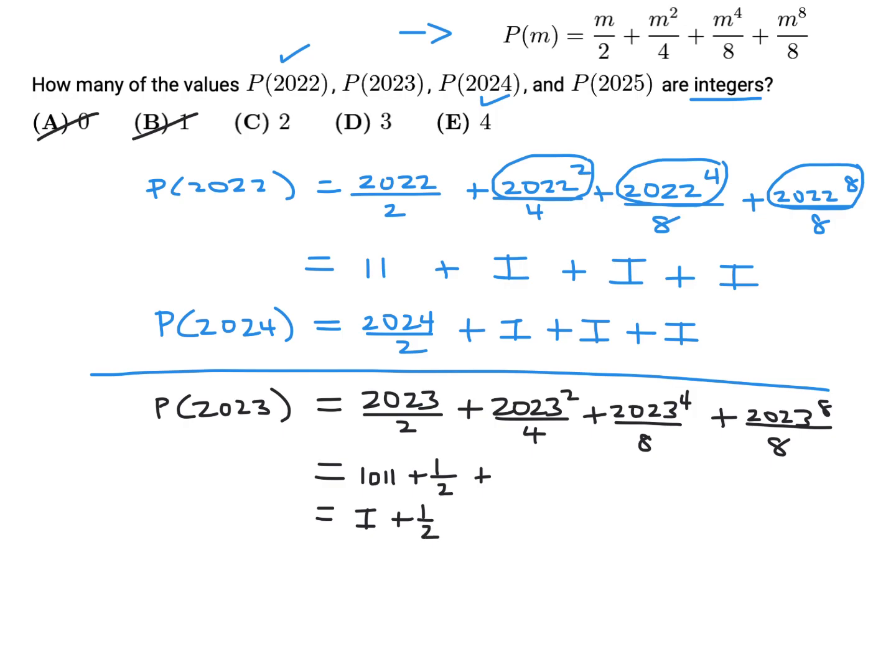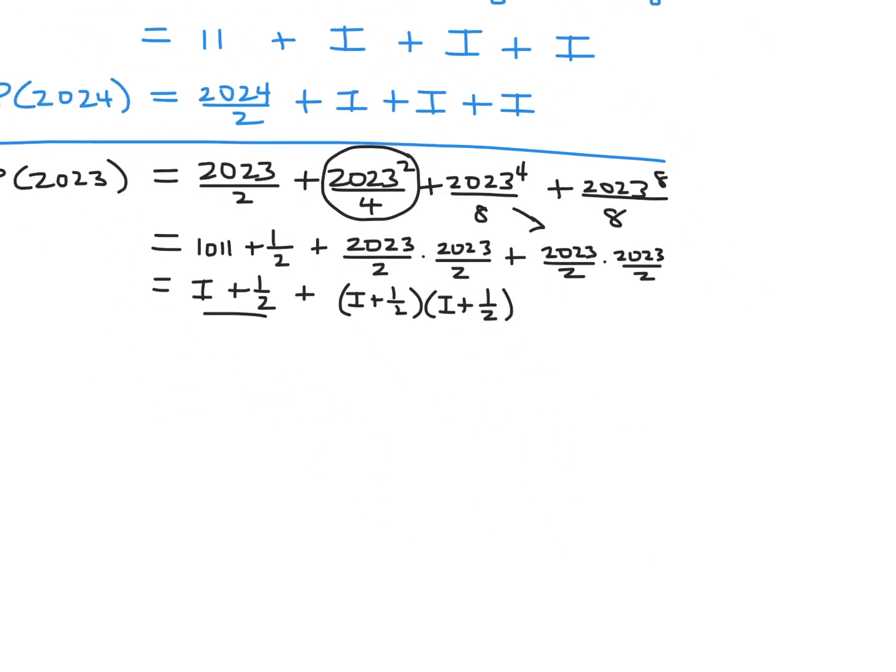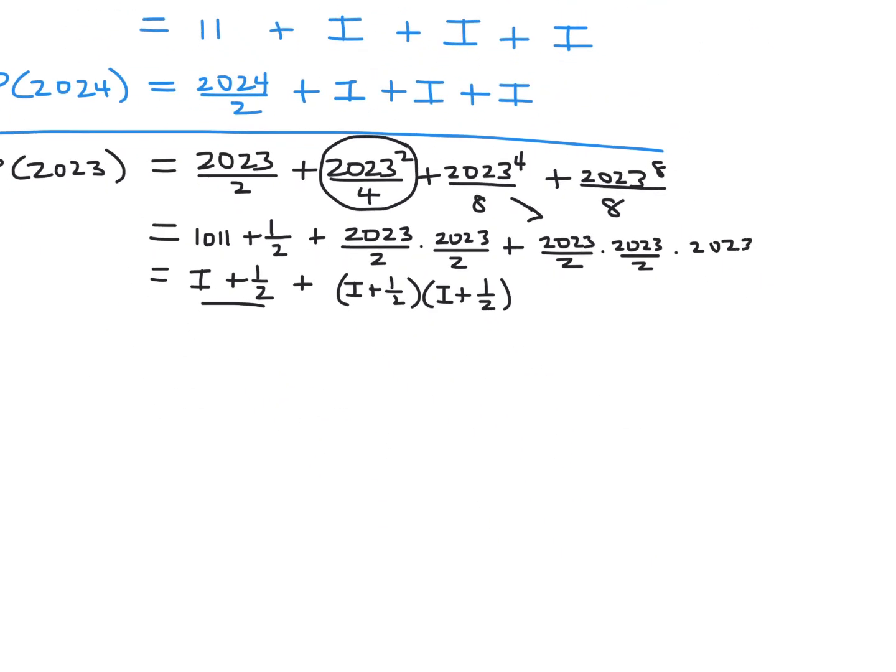So this guy is really like 2023 over 2 times 2023 over 2, right? I just broke this up. And therefore, that would basically be I plus a half times I plus a half. Exactly what we had here. And then similarly, that guy is 2023 over 2 times 2023 over 2. And we're going to need some more space here. 2023 over 2 times 2023 over 2. Got it? So that's very similar.